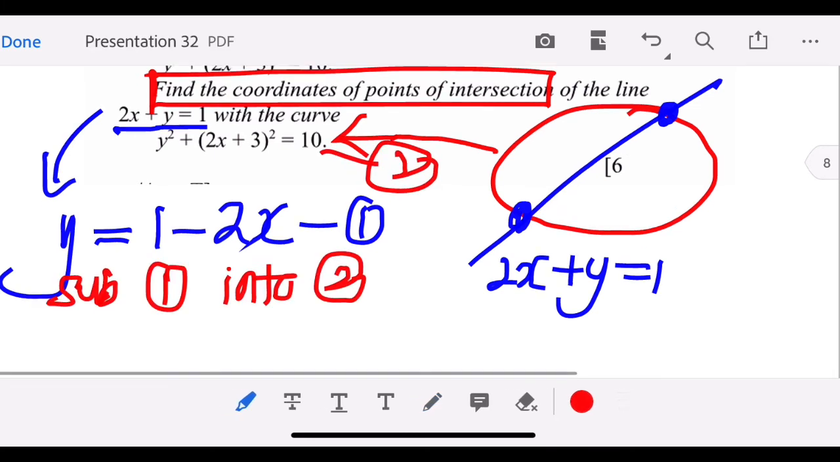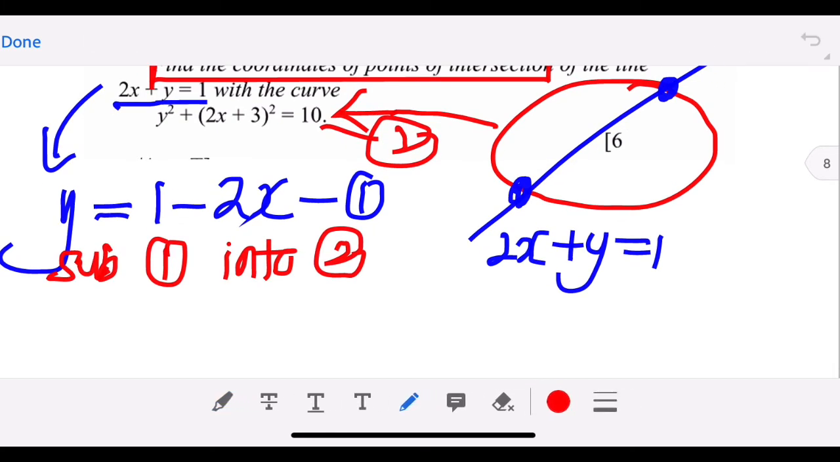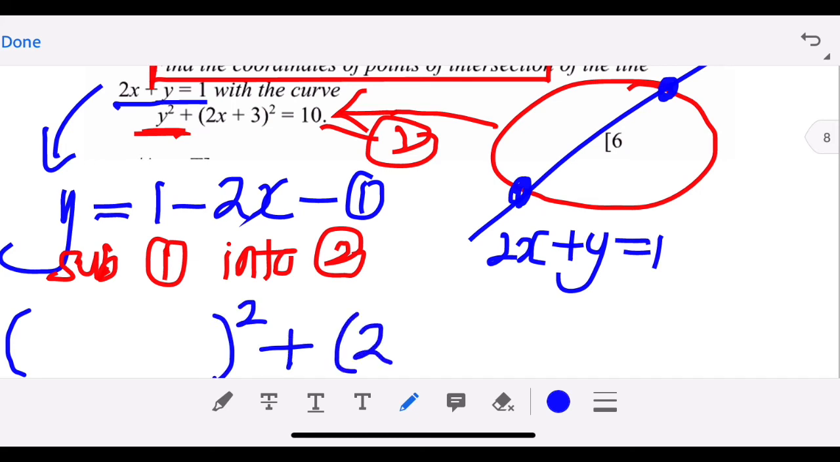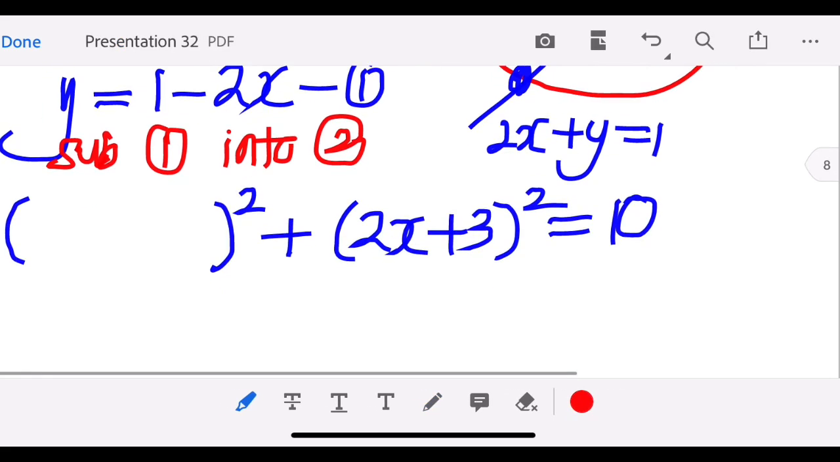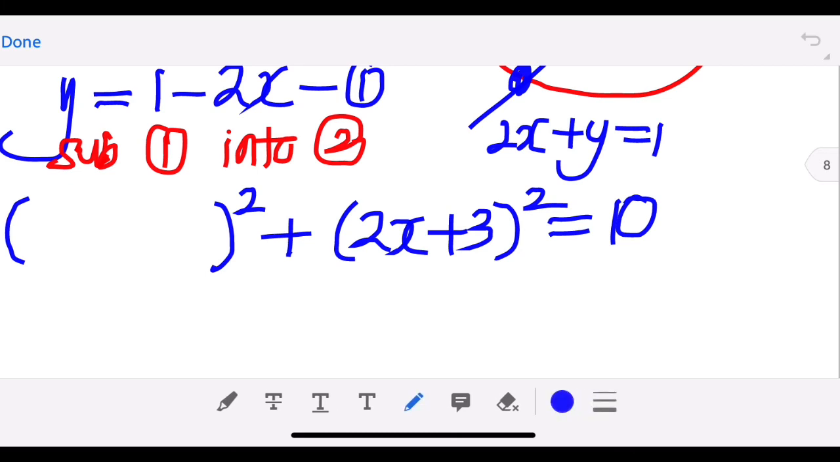Sub 1 into 2. So when you see y squared, you will substitute it with the expression in x, right? Okay, y is equal to 1 minus 2x. So we leave it first, plus, okay, when we see x, we copy it, equal to 10, right? So it looks very simple. So I'm going to plug in y is equal to 1 minus 2x, right?